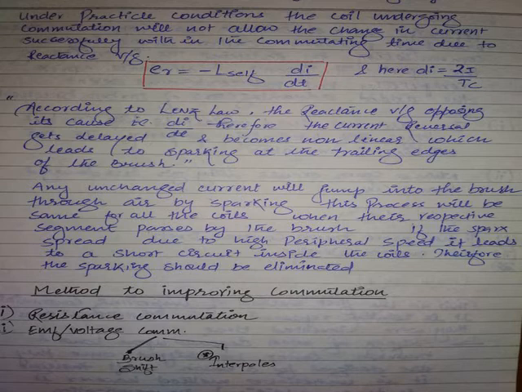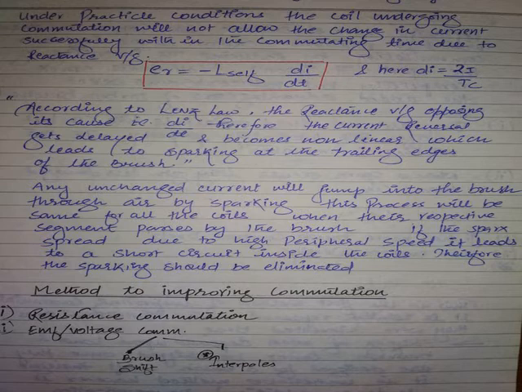According to Lenz's law, the resultant will always oppose its cause. So, resultant is the reactance voltage ER. What is the cause for that? Change in current. So the reactance voltage in the coil is not allowing the current to change in the coil. According to Lenz's law, they are opposing each other. This is the resultant, this is the cause. The cause is the change in current, di by dt, with respect to time. The change in current is being opposed by the reactance voltage. Now if you oppose this reactance voltage, then the change in current will be successful.